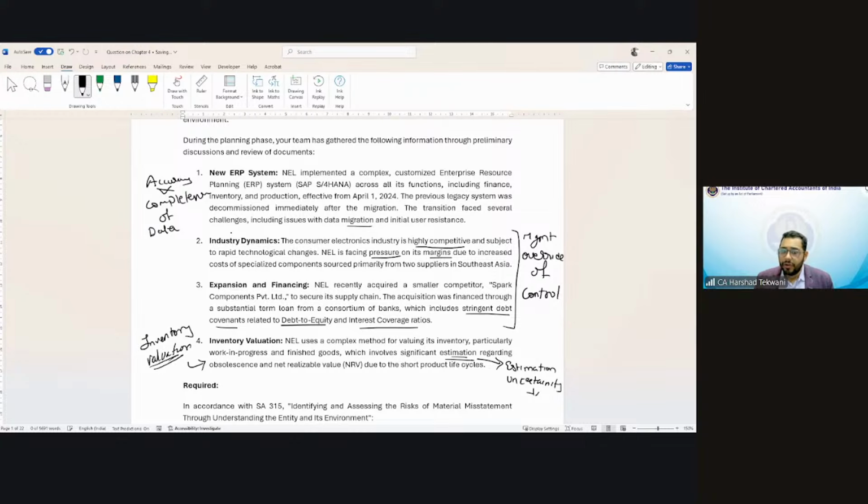This will result not only in inventory valuation issues, because as of now, inventory valuation involves work in progress, finished goods, which involves significant estimation. If I have an incorrect valuation, it will also involve my COGS. So estimation uncertainty will not only impact inventory valuation, but also the accuracy of COGS. So these are certain risks you can identify, just by looking at this, you can say, okay, I see there is a risk on this.